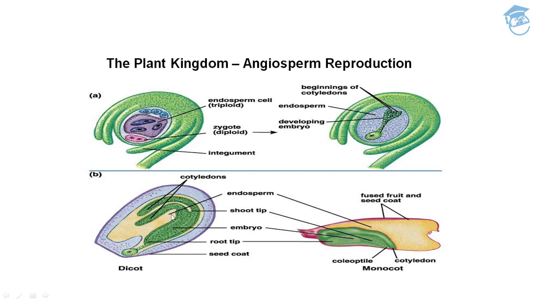This yellow part is endosperm that gives nutrient for carrying out the metabolic activity. This is the shoot tip, that means it gives rise to shoot system of a plant body in the later stages of progression. This is the embryo. This is the root tip, which gives rise to root in later stages of progression. Okay, so this is how it is.